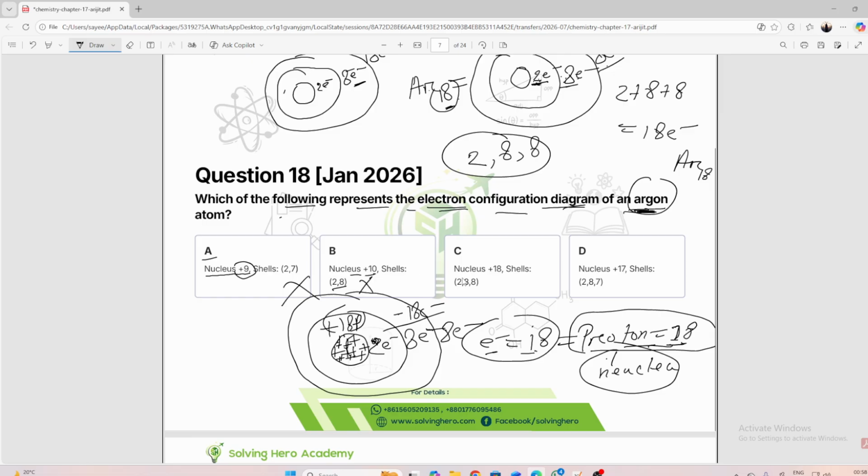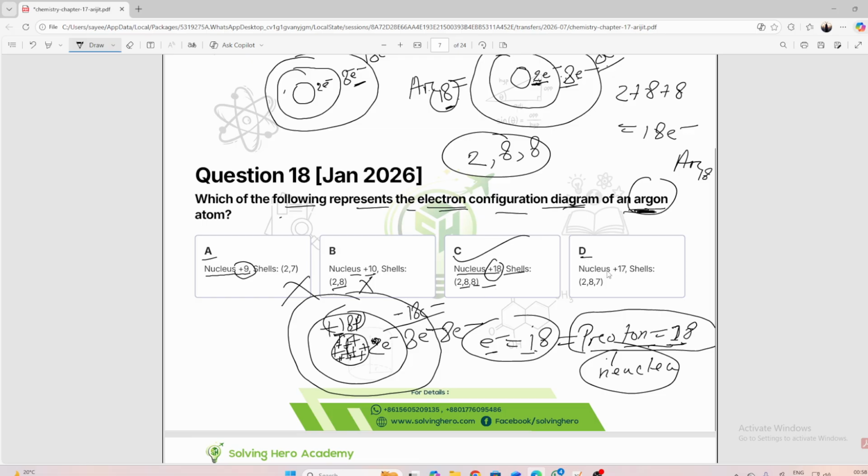This is not the answer. But see, at option C, the nucleus has 18. It has 18 protons. That means it has an 18 plus charge, or 18 protons in the nucleus. So this is the answer. And the shells are 2, 8, 8.